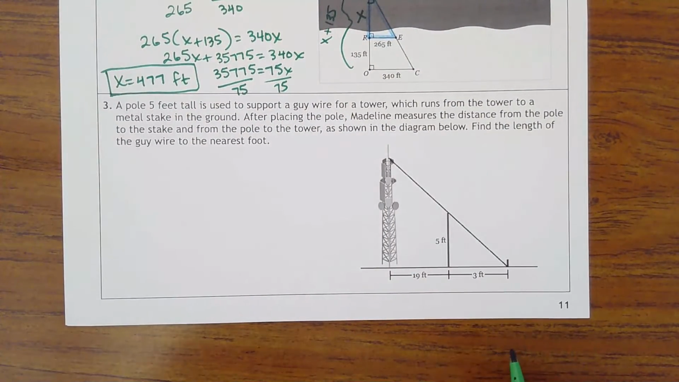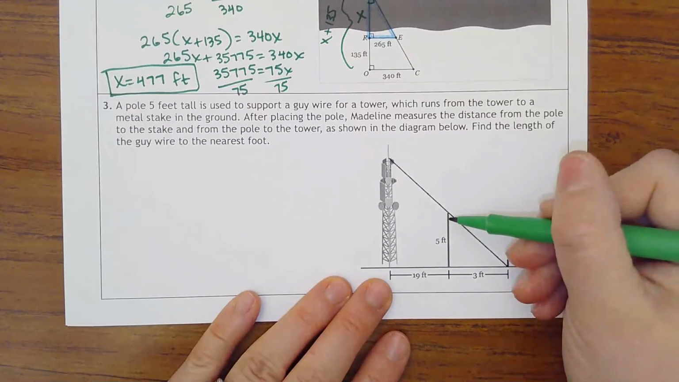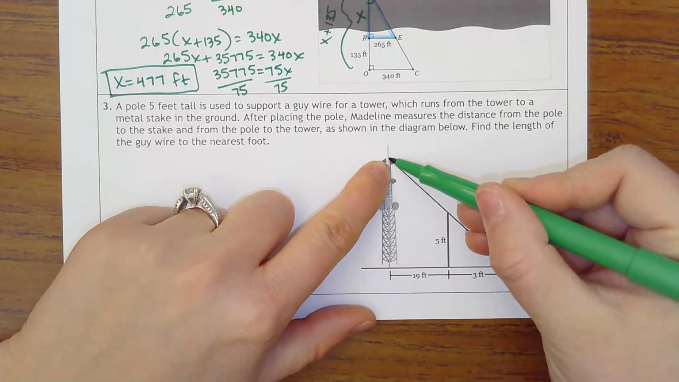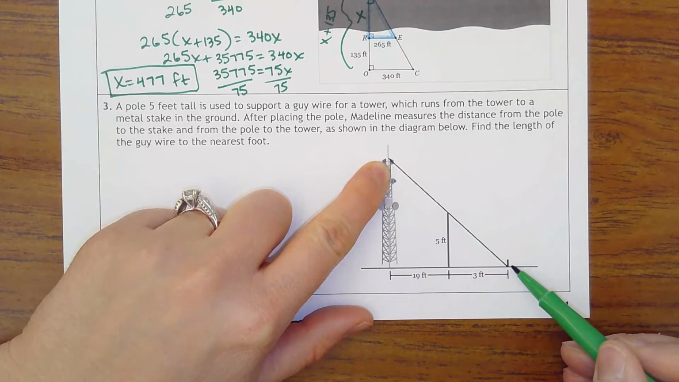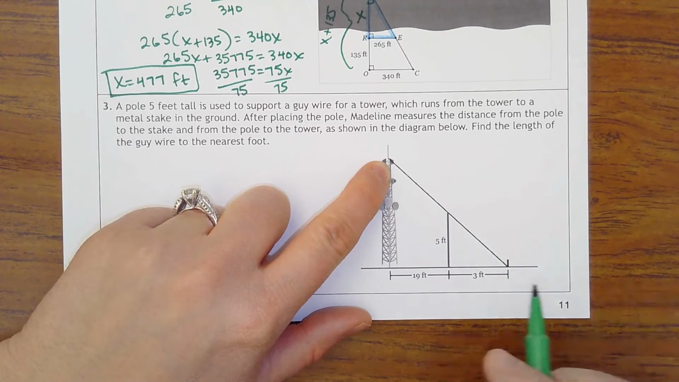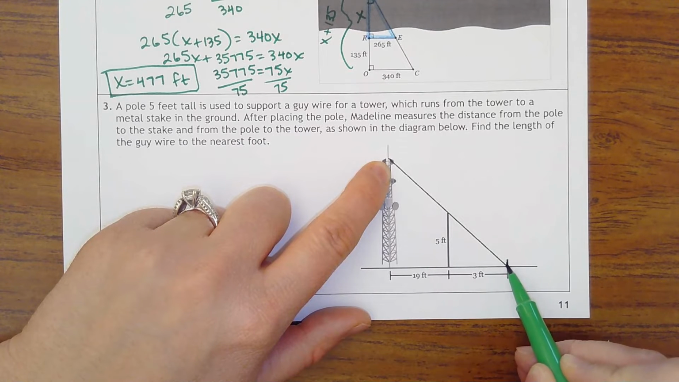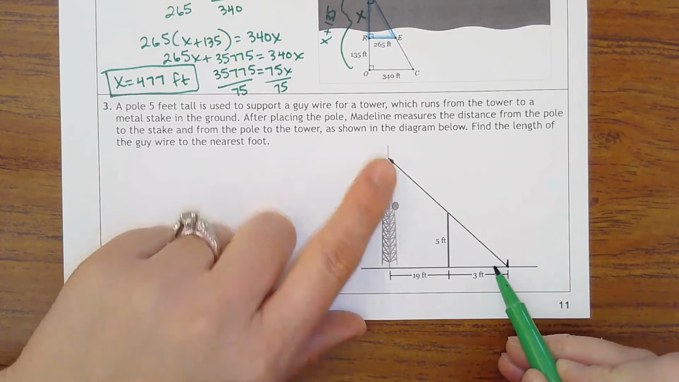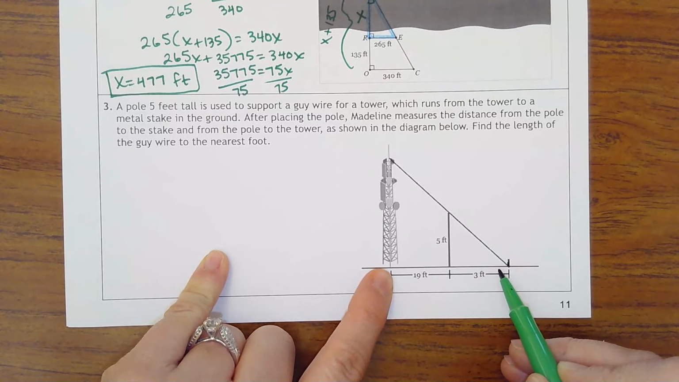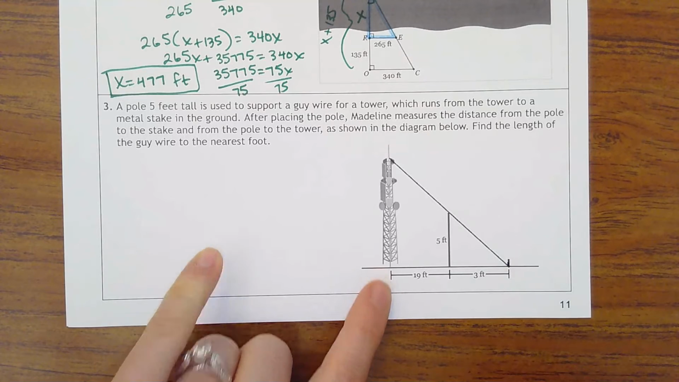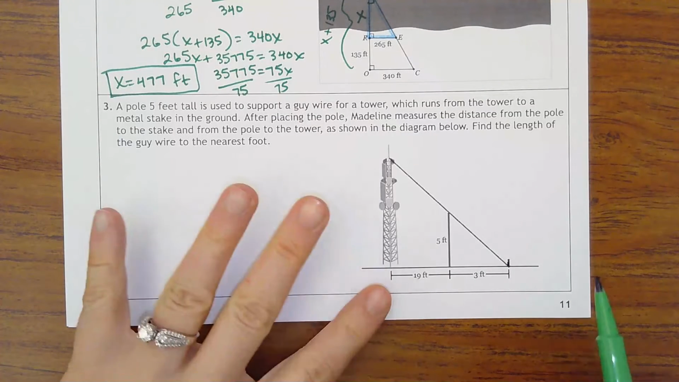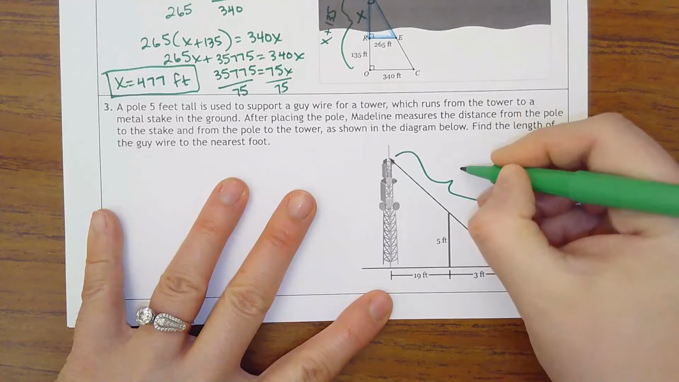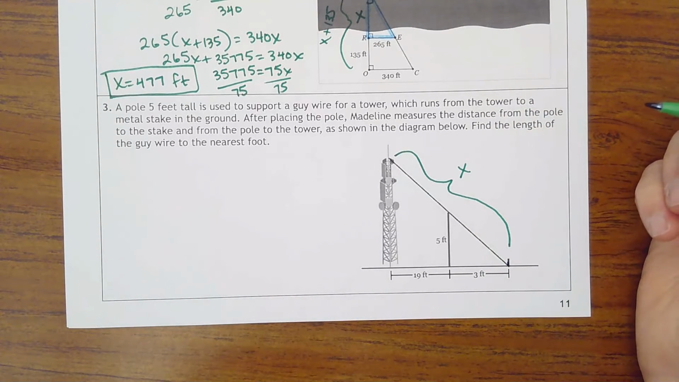A pole 5 feet tall, right here, is used to support a guy wire for a tower. So that means a wire from the top of something anchored down to the ground. Runs, I guess we should read it, runs from the tower to a metal stake in the ground. After placing the pole, Madeline measures the distance from the pole to the stake and from the pole to the tower, as shown in the diagram below. Find the length of the guy wire to the nearest foot. So we actually want to find this whole wire.